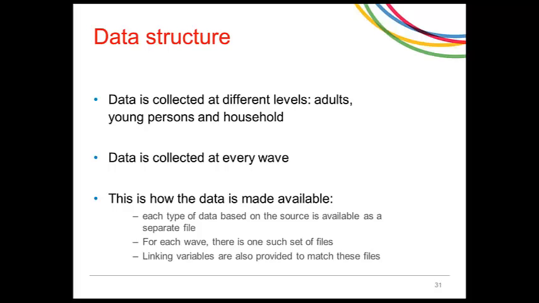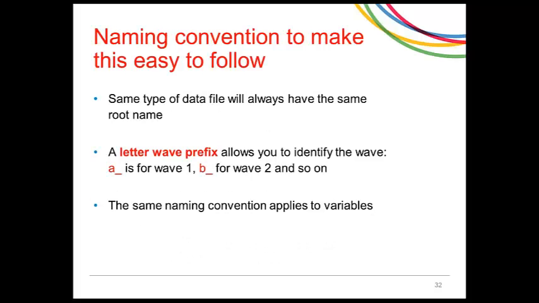But then there are so many files. To make it manageable, we follow an easy naming convention. So the same type of data file will always have the same root name. A letter wave prefix allows you to identify the wave. So A underscore for wave 1, B underscore for wave 2, and so on. And the same naming convention applies to variables as well.